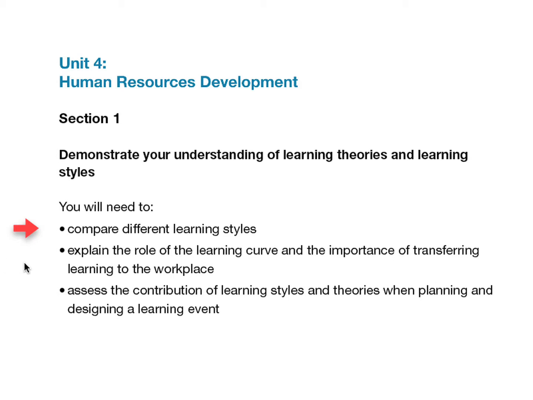For bullet point 2, you'll need to describe what is meant by the learning curve, that is getting better through repeating the activity, continuous learning and development, and discuss how training and learning can be transformed into performance in the workplace. For bullet point 3, you'll need to describe a training or learning event scenario, such as a workshop on quality control techniques, and explain how a knowledge of different learning styles and learning theories might influence the format of the workshop.